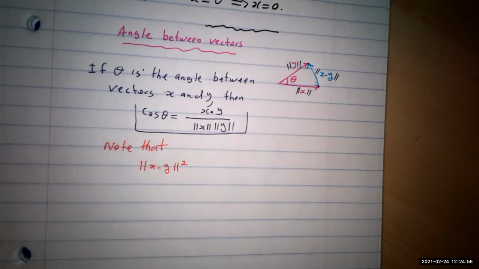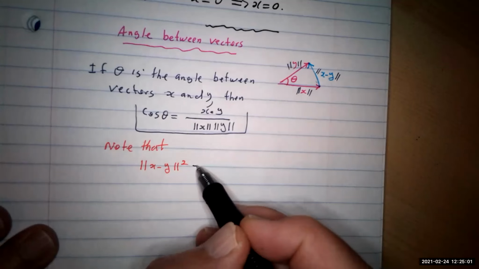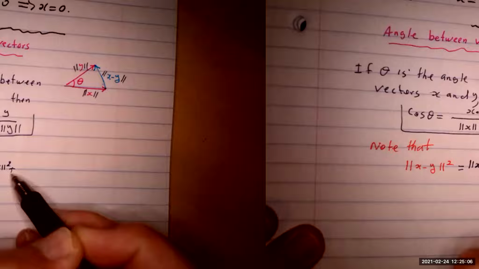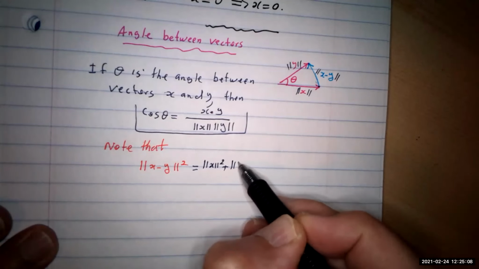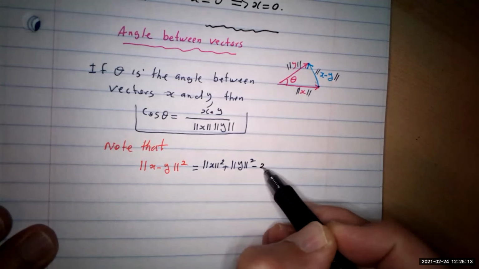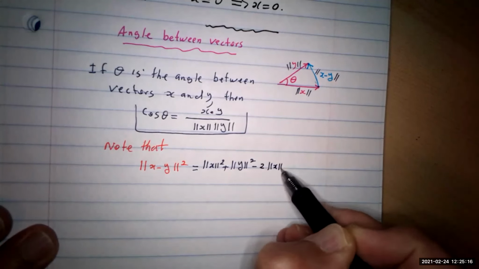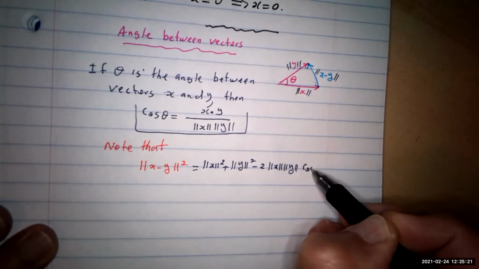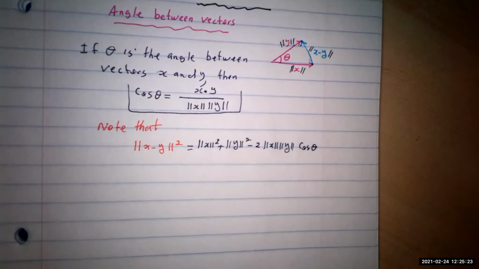So you can use that theorem from geometry, that the square of this side is going to be equal to the squares of the other sides: norm of x squared plus norm of y squared minus twice the norm of x times the norm of y times the cosine of theta. They call it the cosine formula, a trigonometric property that we're going to have.